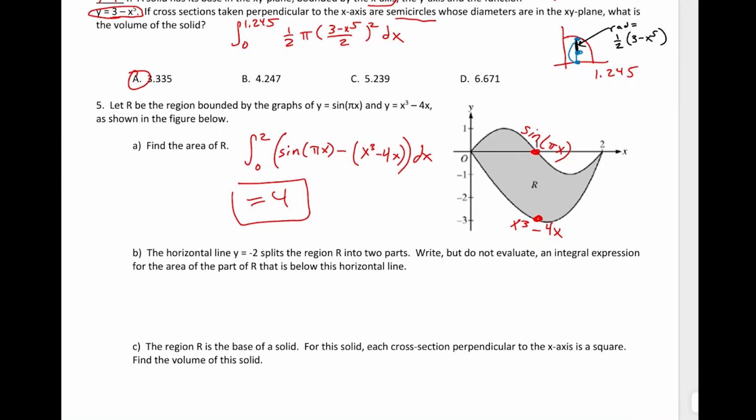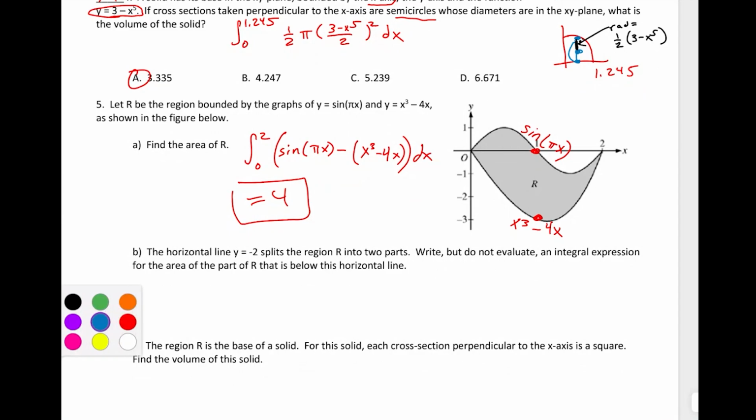Part B says the horizontal line y equals -2. So let's go ahead and sketch that on there just so we can see right here.